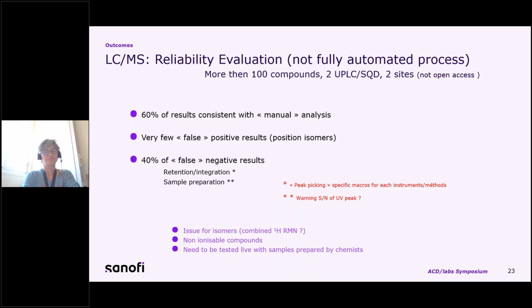Regarding isomers, it's not possible to have positive results, but if we combine NMR, we hope that there will be no more issue. If we are in presence of non-ionizable compounds, it will be an issue. And also we need to test this system live with samples prepared by the chemists.